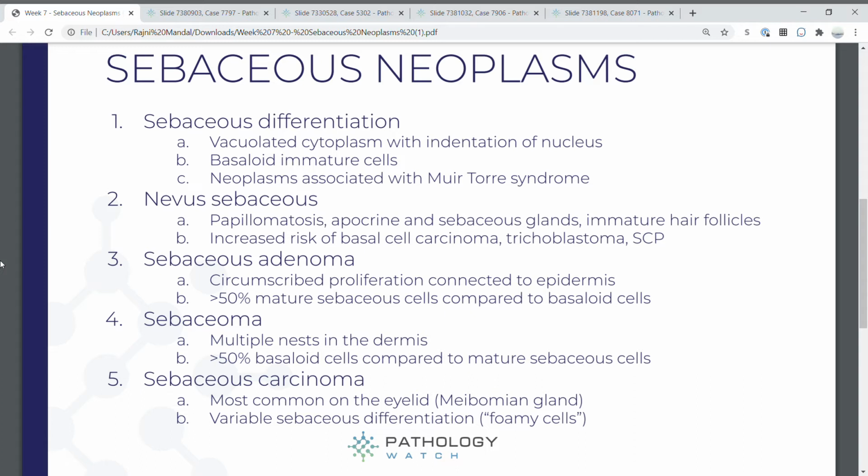Sebaceous adenoma is a circumscribed proliferation connected to the epidermis with greater than 50% mature sebaceous cells compared to basaloid cells. A sebaceoma shows multiple nests in the dermis with greater than 50% basaloid cells compared to mature sebaceous cells. Sebaceous carcinoma is most common in the eyelid and the meibomian gland and shows variable sebaceous differentiation with foamy cells.